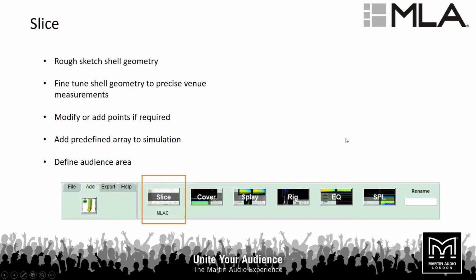So in our first tab, once we've defined our array, we click on our slice tab. And within this slice, we're going to draw our two-dimensional shell. We're going to then fine-tune it so that we've got the exact measurements of the venue. We can obviously modify or add or remove points anytime. We're going to then add our predefined array, which we've just selected, our 8 boxes of MLA Compact, into that slice. And we're going to tell the software where our audience area starts and where it finishes.